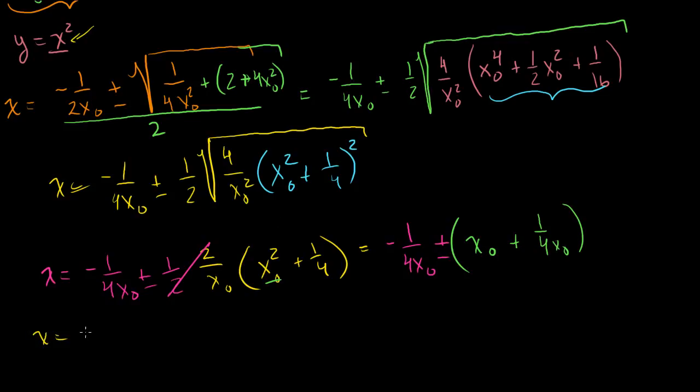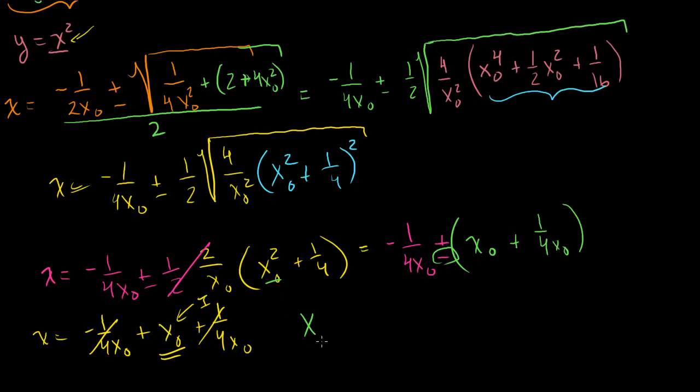So x is equal to minus 1/4 x naught plus x naught plus 1/4 x naught. And good enough, it does actually cancel out. That cancels out. So x naught is one of the points of intersection, which makes complete sense because that's how we even define the problem. But so this is the first quadrant intersection. So that's first quadrant intersection. The second quadrant intersection will be when we take the minus sign right there.